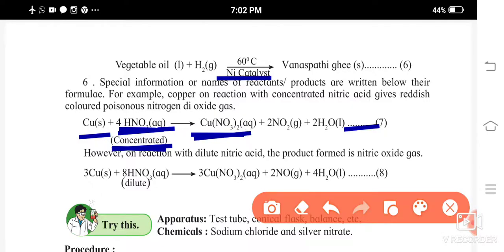Okay, now this copper nitrate which has been formed is aqueous in state, plus nitrogen dioxide gas is formed. See, G is telling you that it is in the form of gas. NO2 is what? N is nitrogen, O2, di. Okay, di means what? Two atoms of oxygen, right? So nitrogen dioxide plus water. H2O is water. It's in the liquid state. L is written over there. Yes, it's telling you.